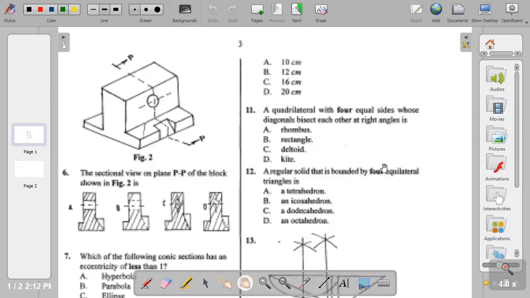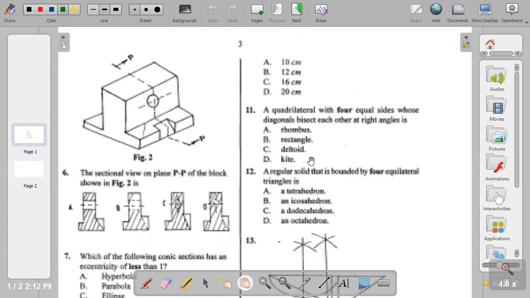Number 11, a quadrilateral with 4 equal sides whose diagonals bisect each other at right angles. Quadrilateral with 4 equal sides. Rhombus has 4 equal sides. Rectangle does not have 4 equal sides. Deltoid is the same as a kite, in which the pairs of the sides are equal.